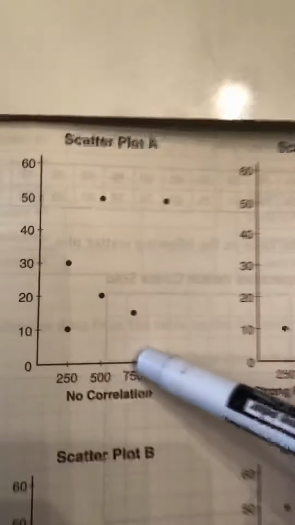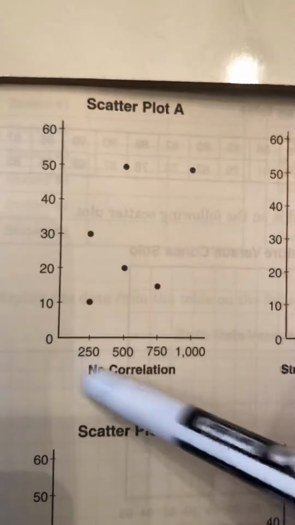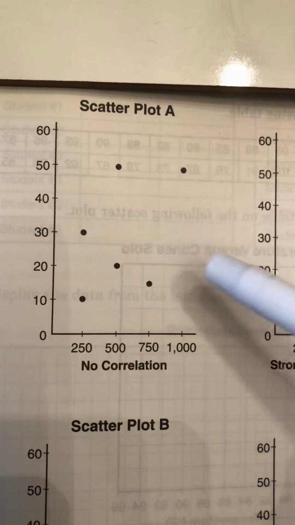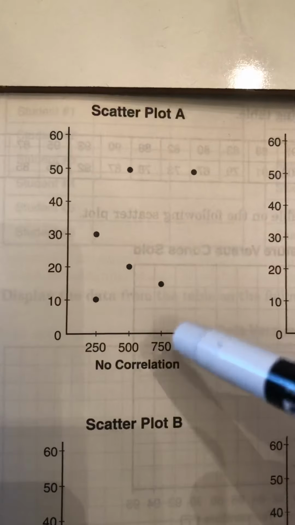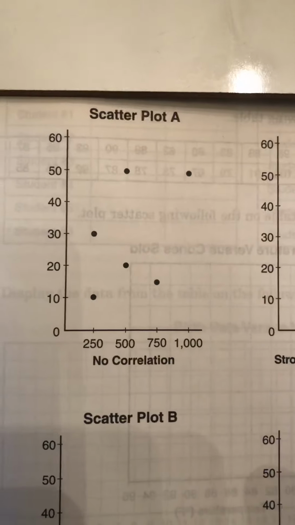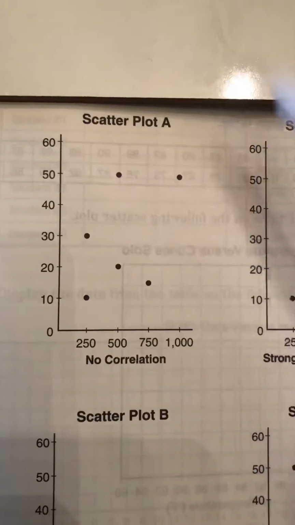So let's look at no correlation. It's the easiest to spot. No correlation here, if you look, the points are just kind of random. I say no correlation looks like you shot the graph with a shotgun. It's just points all over the place.